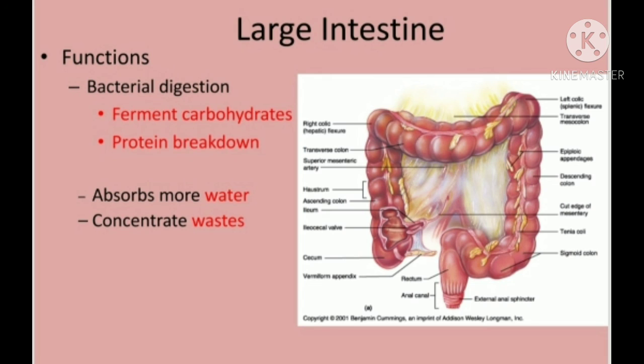Then it ferments the carbohydrates also. Carbohydrates are what? They are the sugars, and we get them from different food sources like rice, barley, wheat. The fermentation of this carbohydrate takes place through bacterial digestion with the help of the bacteria present in the large intestine. So the function is bacterial digestion: the bacteria digest by chopping up the carbohydrates into small particles and breaking down the proteins. This is one of the functions of the large intestine.